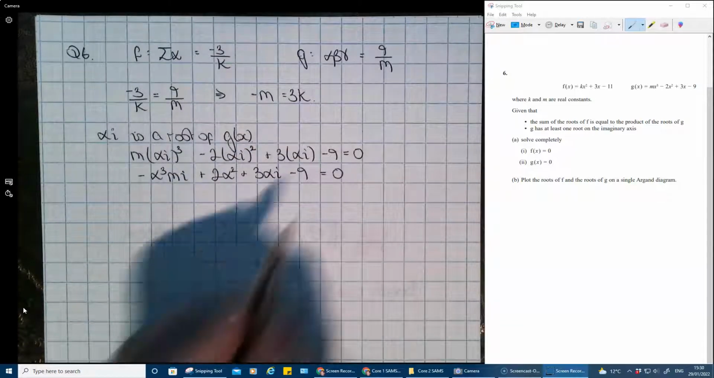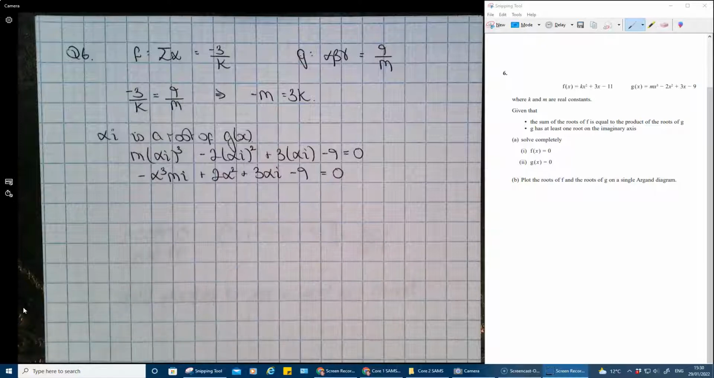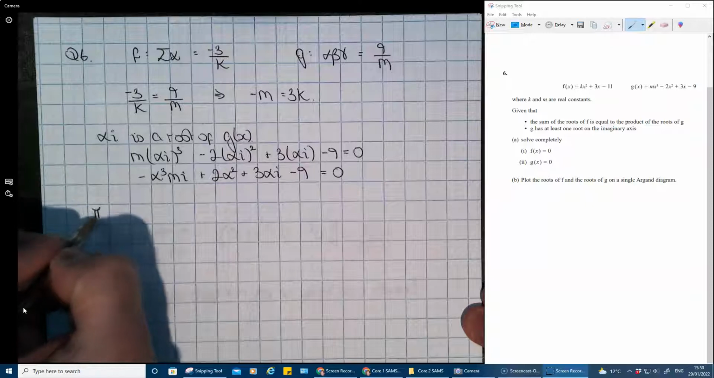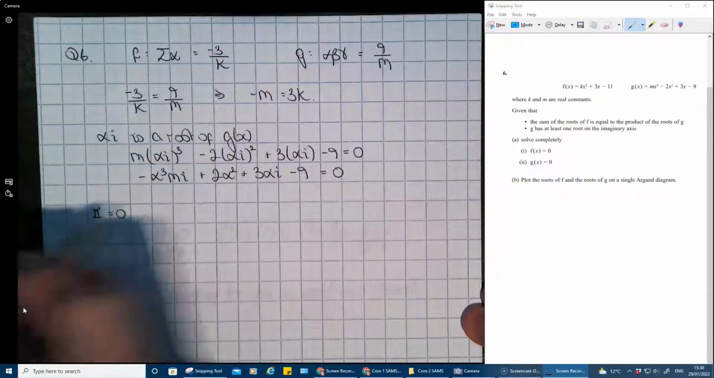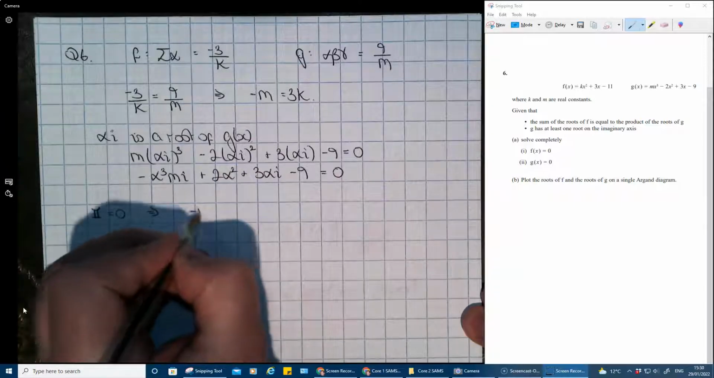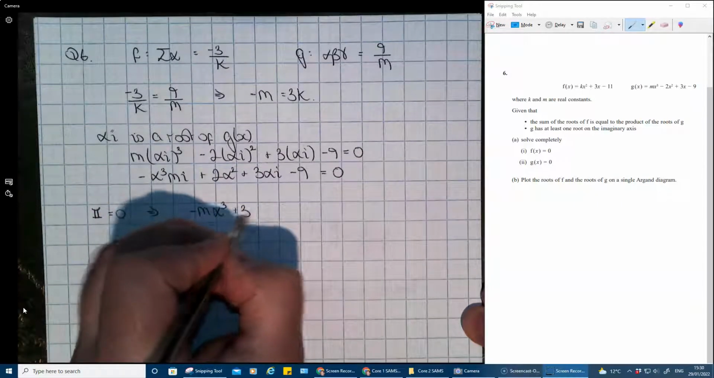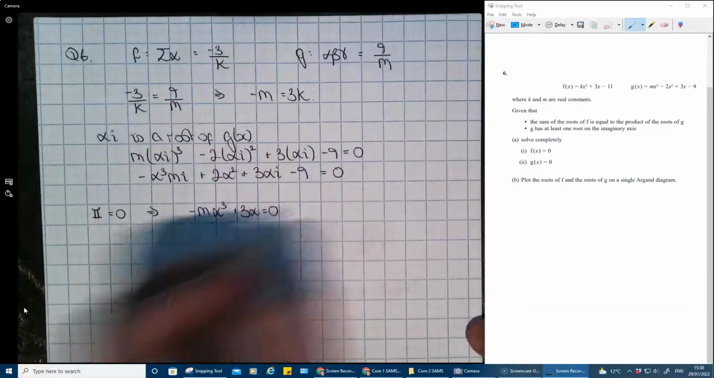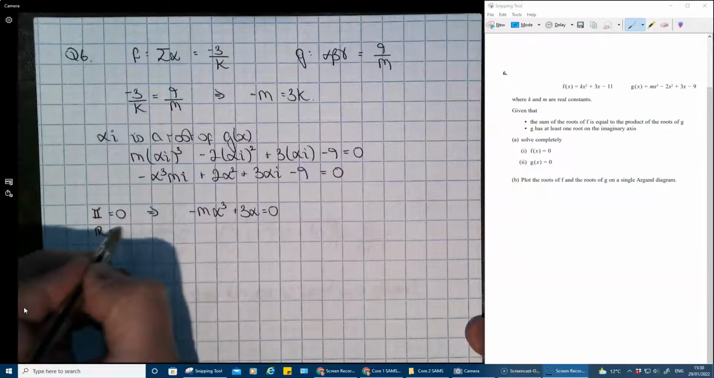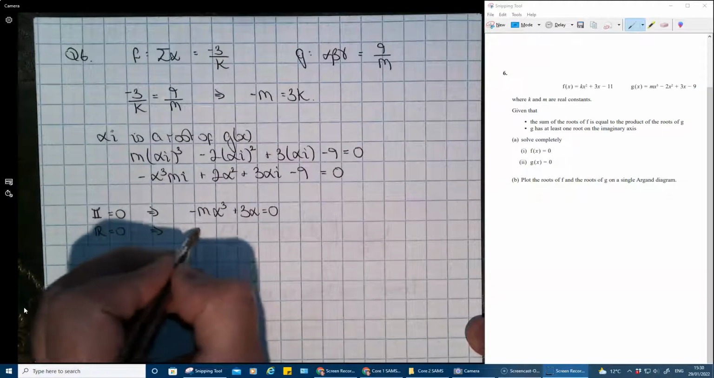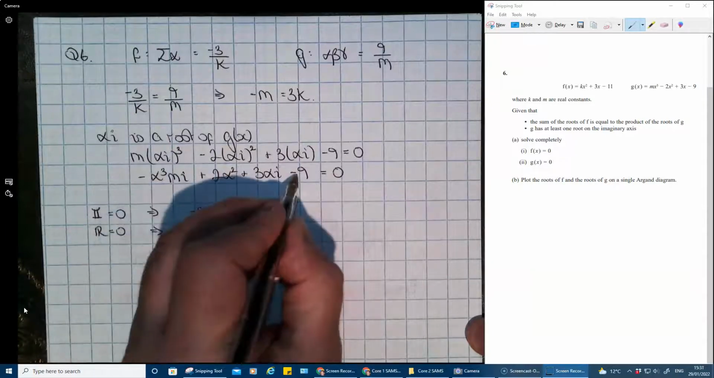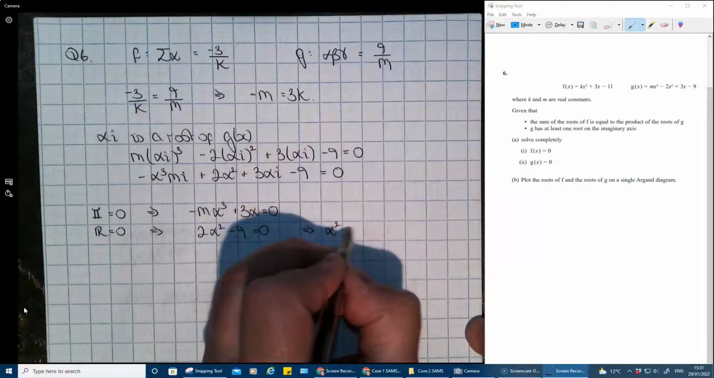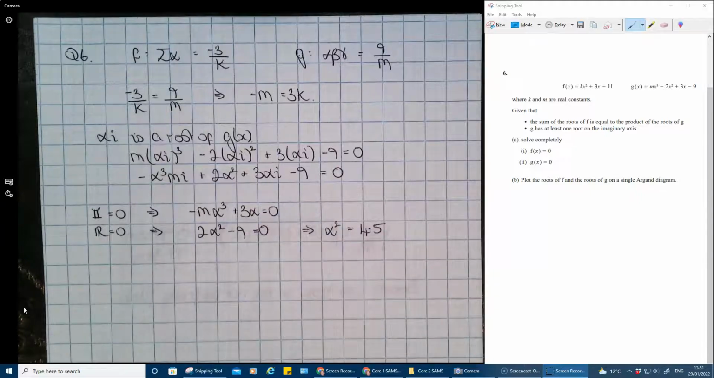Now because this is 0, in other words it's the point 0, 0 in the Argand diagram, I know that the real part and the imaginary part are both 0. So if I look at the imaginary part, that tells me that minus m alpha cubed plus 3 alpha equals 0, and also the real part is going to be 0. I get 2 alpha squared, take away 9 equals 0. So that tells me alpha squared is 4.5.